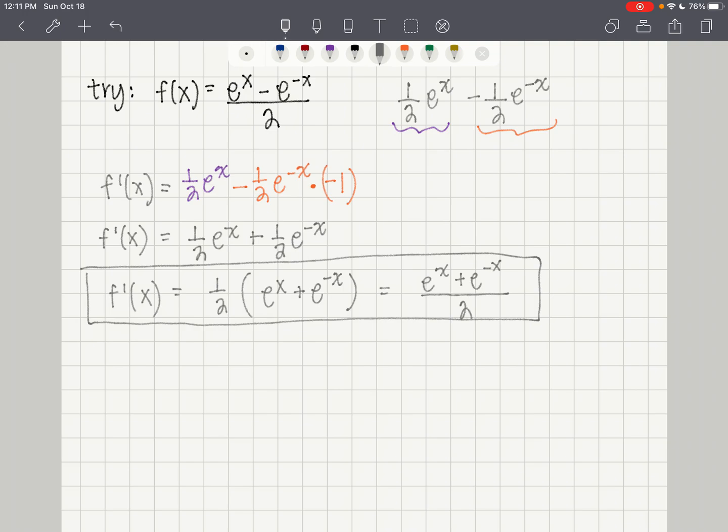Now looking at this, if we are really good with our rules, we know that the derivative, watch this, if I have f of x equals, and I just take that 1/2 to the outside, e to the x minus e to the negative x, we know that the derivative I can just take that constant, keep it on the outside, and find the derivative of what's inside the parentheses. And the derivative inside the parentheses would be e to the x, and then minus e to the negative x times negative 1 would be plus e to the negative x.